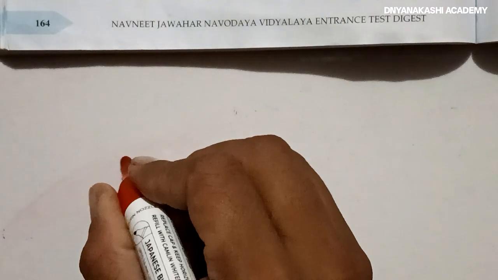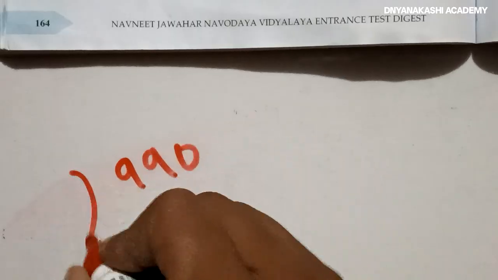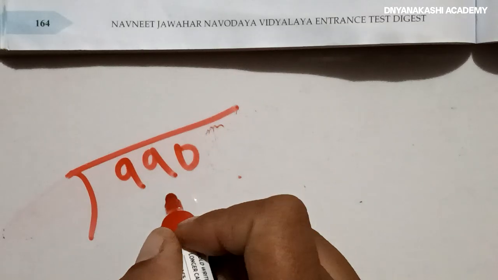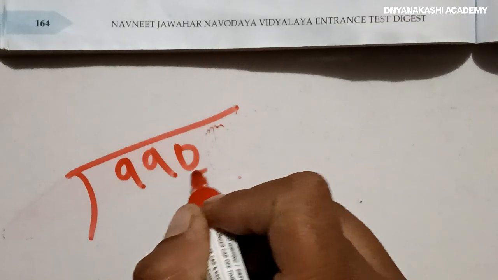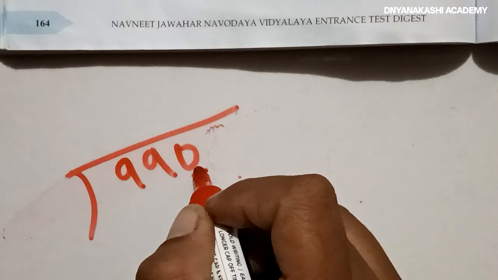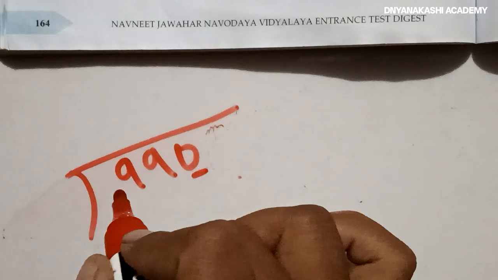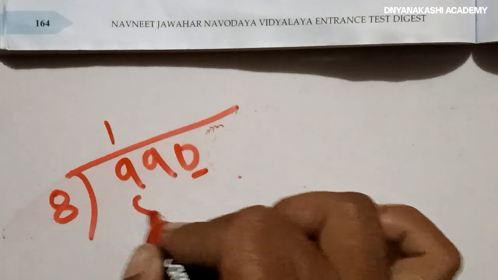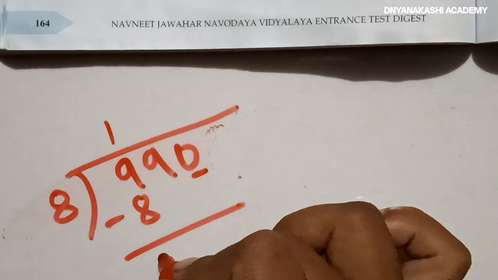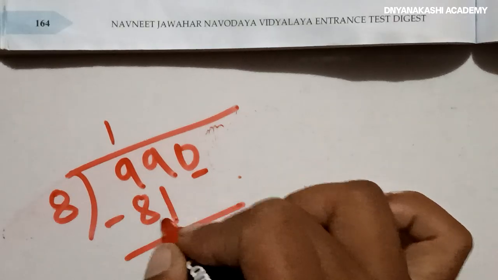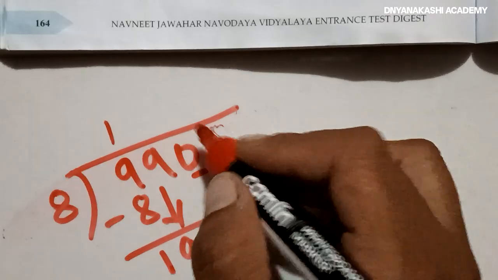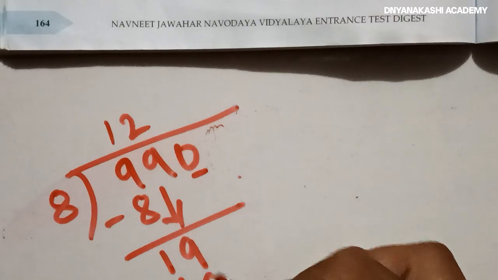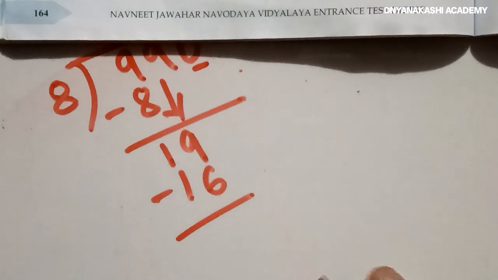First option is 990. I check whether this is divisible by 8 or not. This one is completely divisible by 10 because we have 0 in the unit place. And is there 8 divisibility or not? How to check? 8 1s are 8. I take 9 minus 8, 1, and 9 we take from downside. 8 2s are 16 and do the subtraction here.